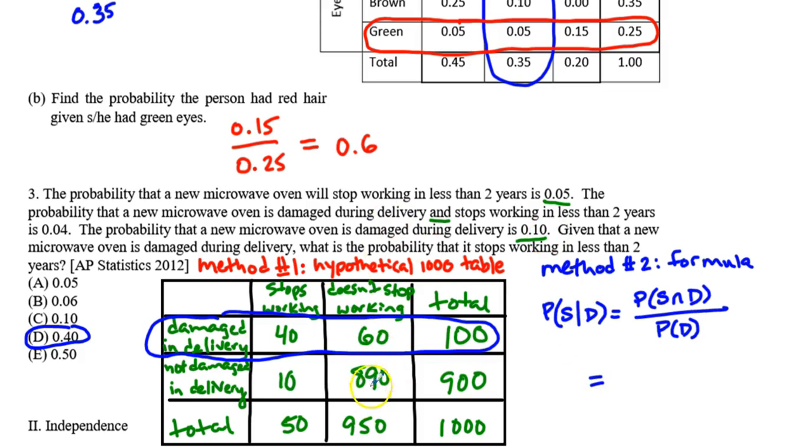So pretend we don't even have the hypothetical 1000 table. We did not create that. Probability that it stops working and is damaged. See if you can pull that information out of this. And also the probability that it's damaged. Then play the recording when you're ready. Okay, so hopefully you found the 0.04 and then the probability that's damaged, 0.1, and of course that works out to be 0.4. Same answer as before.